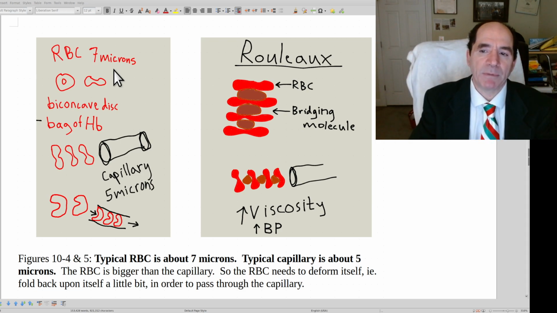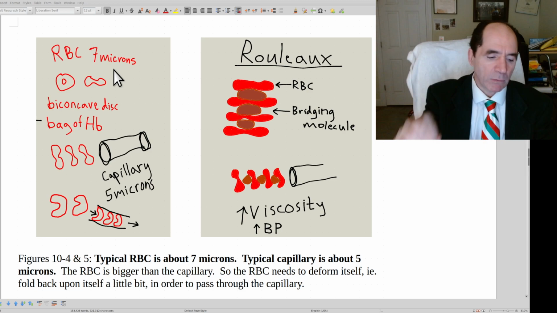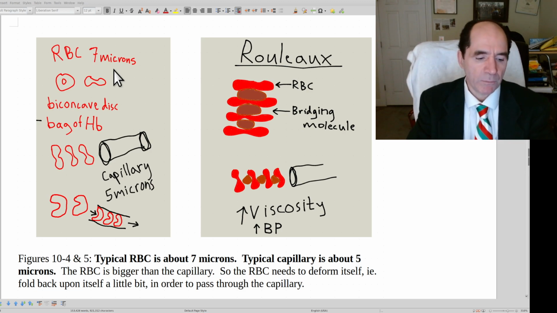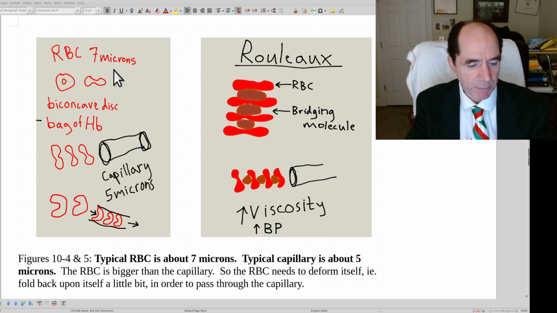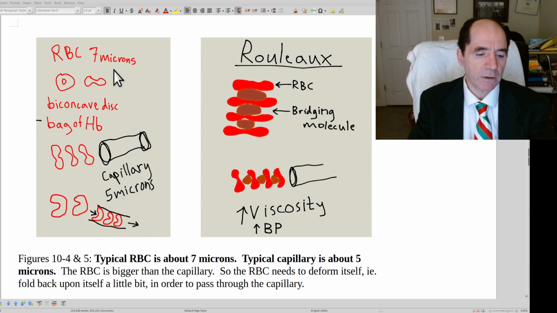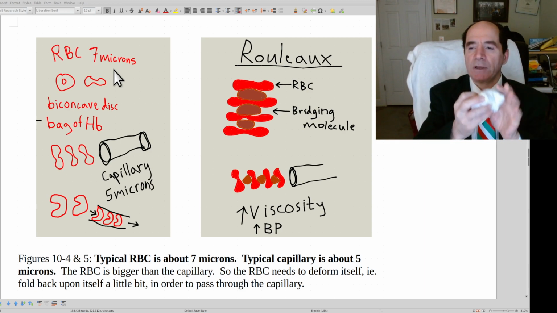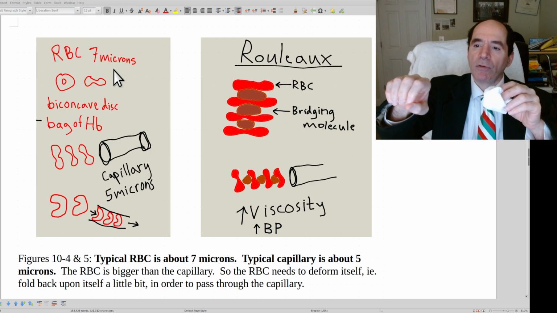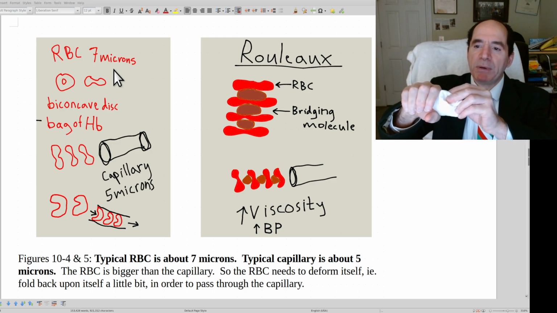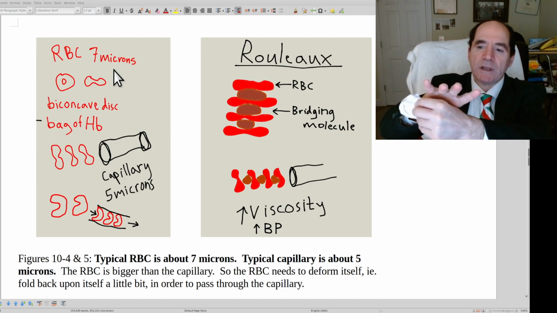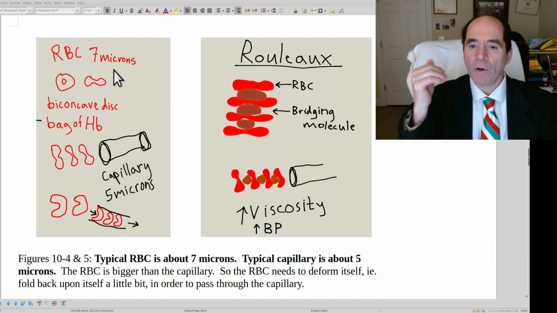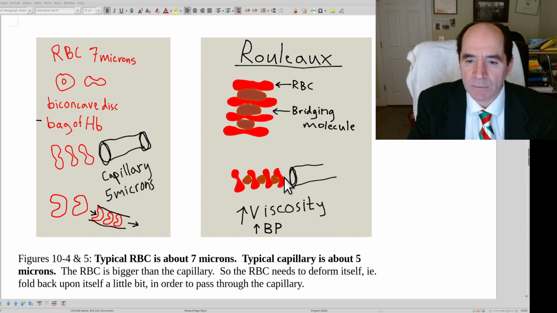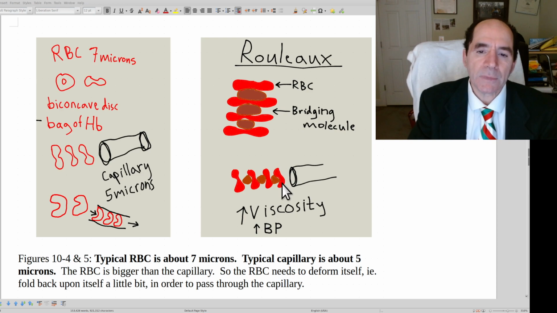All right, typical capillary diameter is about 5 microns. So what that means is the typical red blood cell is bigger than, imagine this is a red blood cell, okay? And it's got to go through this capillary. It's bigger than the capillary, so it's going to have to deform itself to push through there. It'll fold back on itself, like this one right here is a little bit folded back on itself.